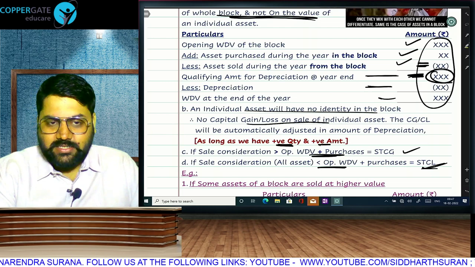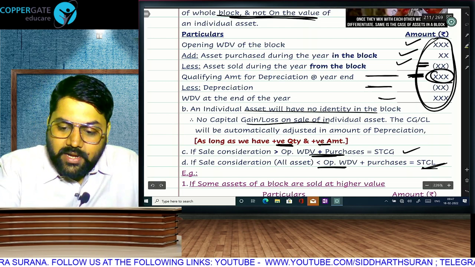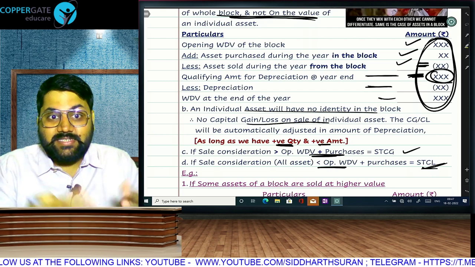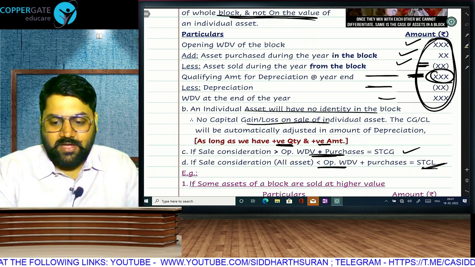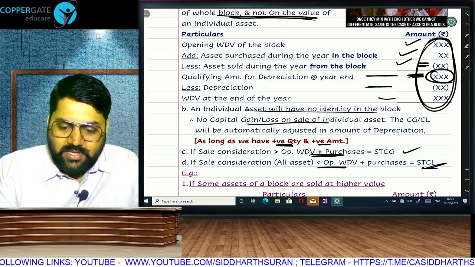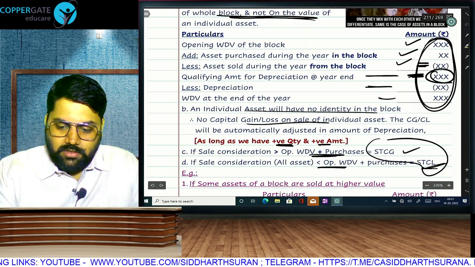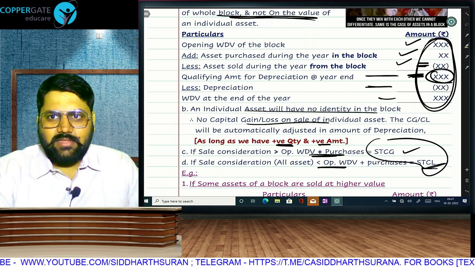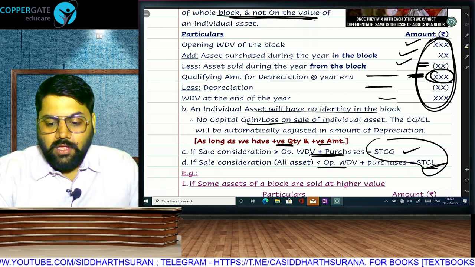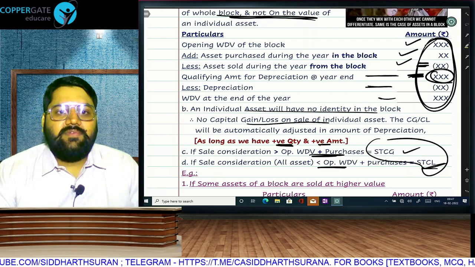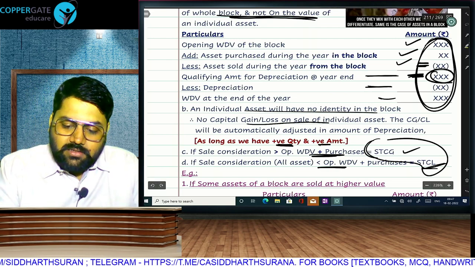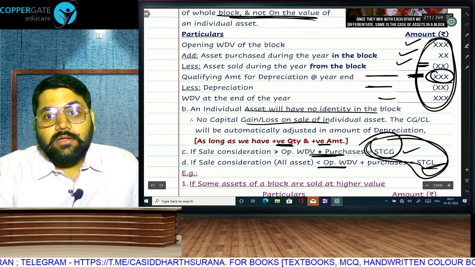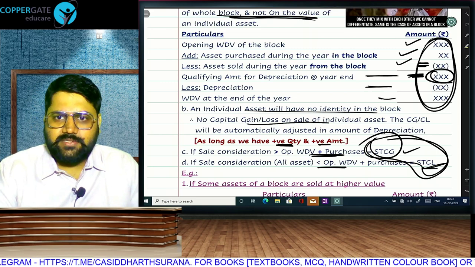Understand please, this block is an activity that we are doing as a part of our business, buying assets, selling assets, based on the business requirement. So whatever gain or loss we get on the block, when all assets are sold, there can be gain or loss. When some assets are sold at a higher price, there can be only gain, there cannot be loss. It is a part of my business activity, and thus if there is any gain, it should be taxable at the rate which is applicable for business profits.